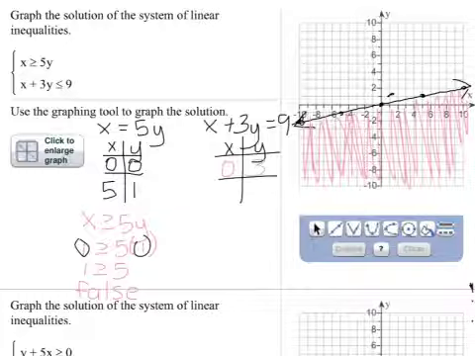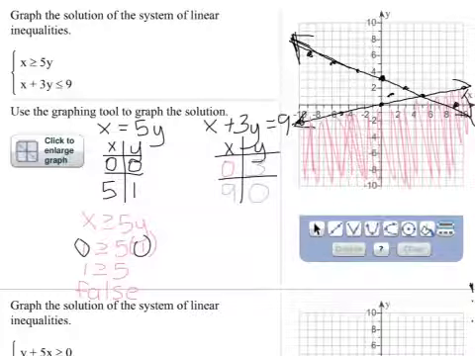Then I'm going to substitute 0 in place of y this time. So if y is 0, 3 times 0 is 0, so I just have x equals 9. So 9, 0 is another point. Now I'll graph those 2 points to make my line. Okay, now that I've graphed that line, I hope your line's straighter than mine.